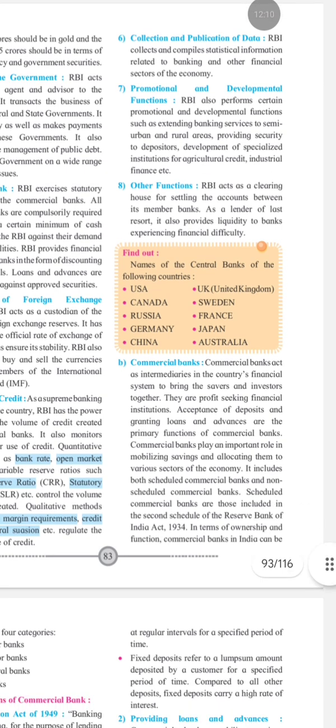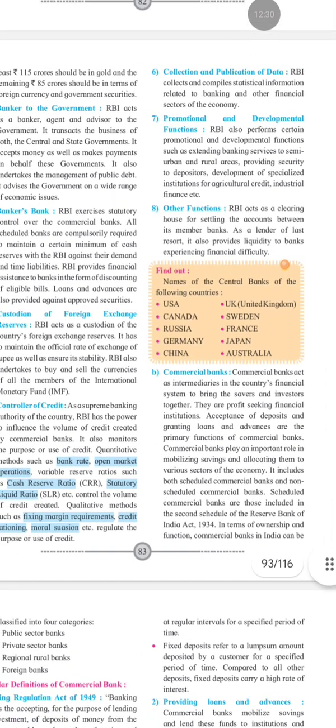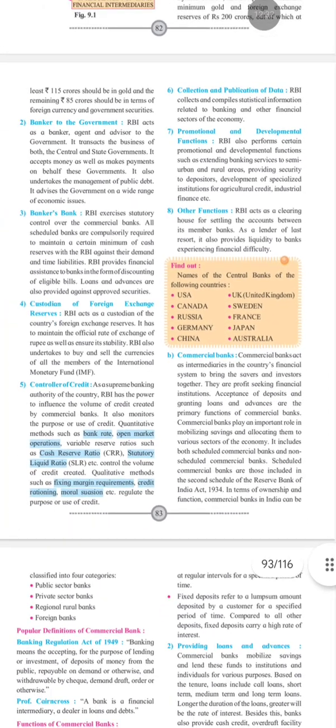Other functions include that RBI acts as a clearing house, which helps banks settle transactions among themselves. It also acts as the lender of last resort, meaning if any bank faces a serious financial crisis, RBI provides emergency financial assistance to them. So these were a few functions of the Reserve Bank of India (RBI).